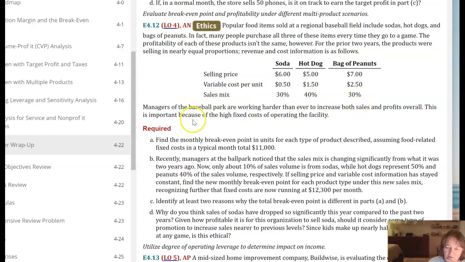And the managers of the baseball park are working harder than ever to increase both sales and profit. This is important because of the high fixed cost operating facility. Well, that makes sense. Okay, so find the monthly break-even point in units for each type of product described, assuming food-related fixed costs in a typical month total $11,000. Okay, so let's do this one first. Let's do A.